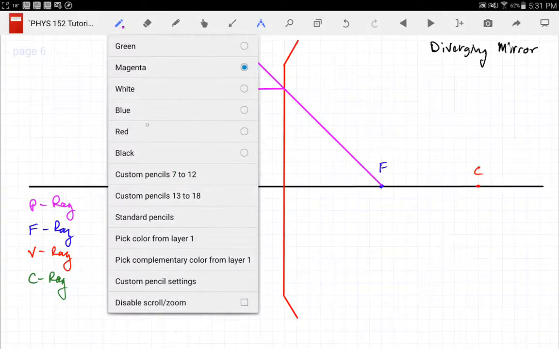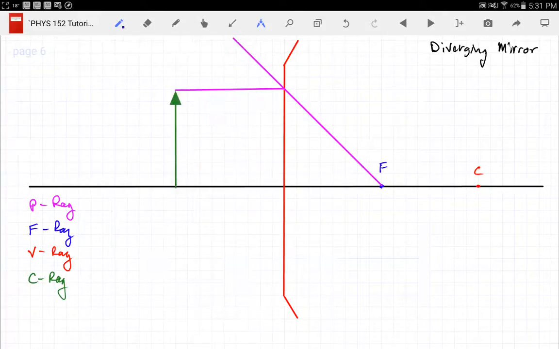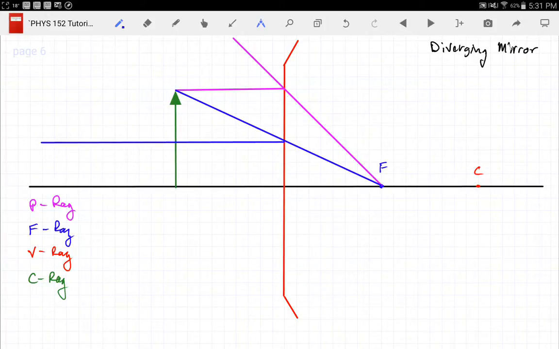Let's go to the focal ray. The focal ray starts at my object and goes to the secondary focal point, which is the same as the principal focal point. But, of course, when it hits the mirror, it reflects back, and so it's going to reflect back like this. Well, clearly this reflection is not going to meet the magenta reflection for the parallel ray. So I'm going to take this and extrapolate the other direction.